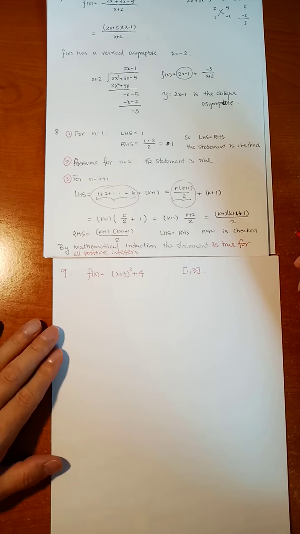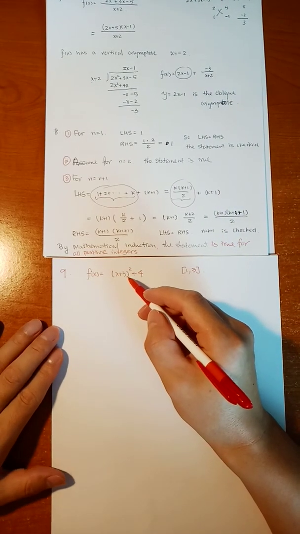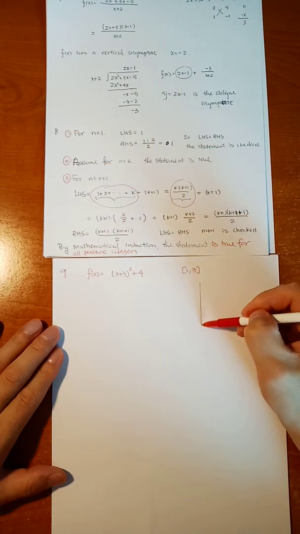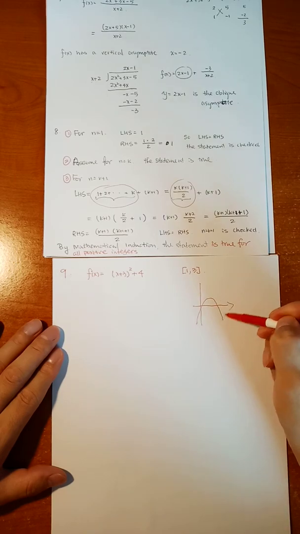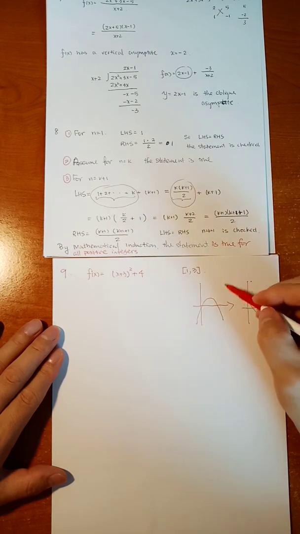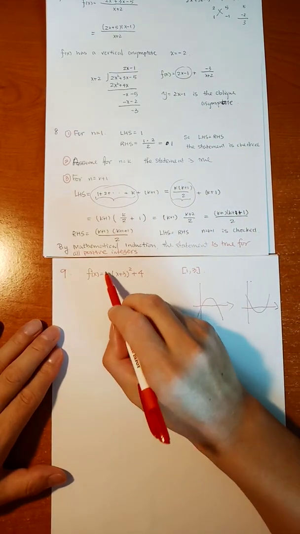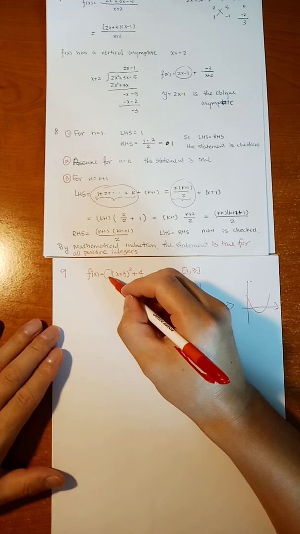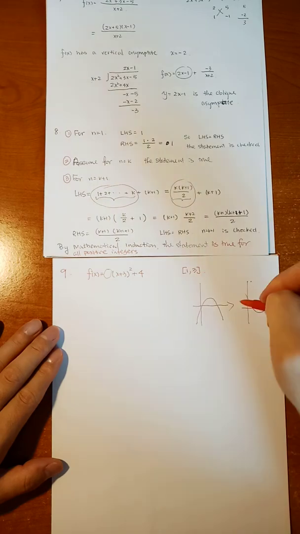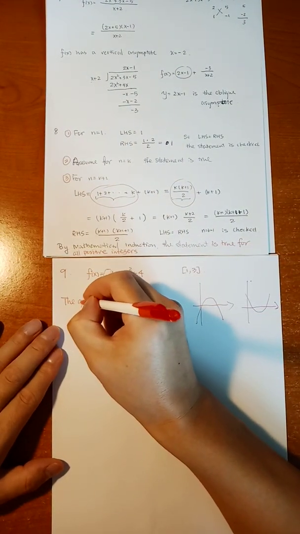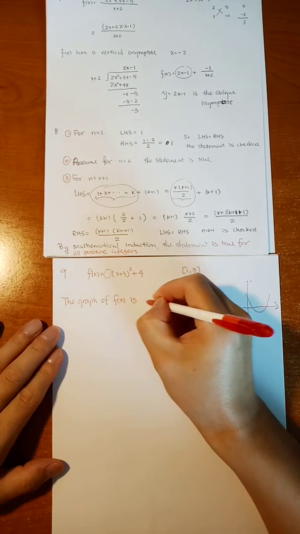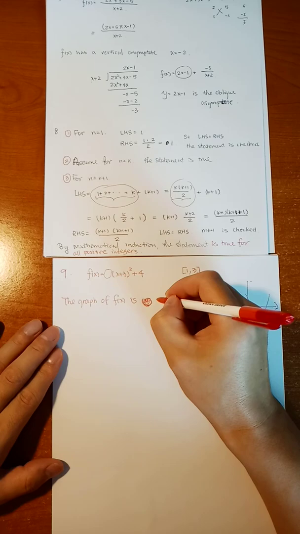1, 3. Okay, so first, this is a parabola. Remember that a parabola has 2 types. Either it's open down or it is open up. And open down, open up is controlled by the sign of the leading coefficient. Here, the square has a positive sign. So the graph of f of x is open upward.